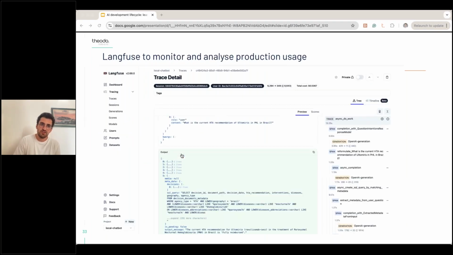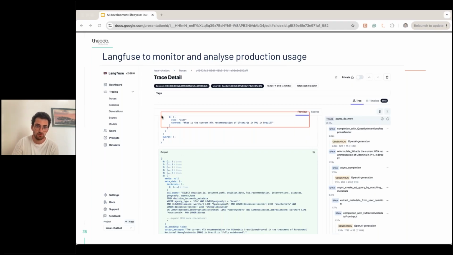Finally, on monitoring, we use Langfuse. Langfuse is an open source tool to monitor and analyze our production usage. On Langfuse, you can see basically all the tokens you used and the cost it had for a single run, which is very helpful to monitor costs. You can also see the average on all runs.